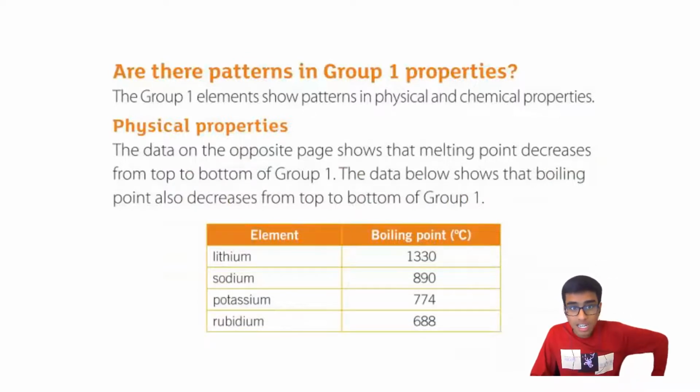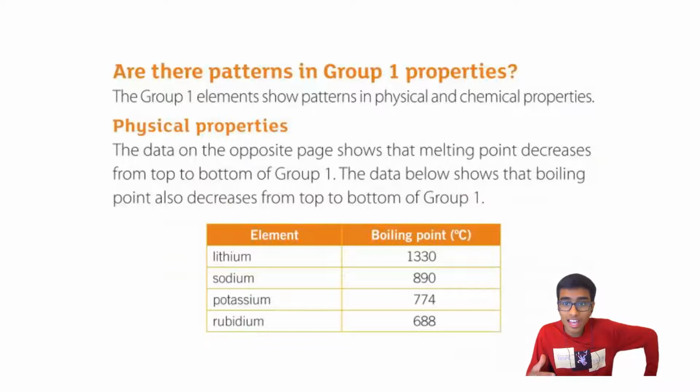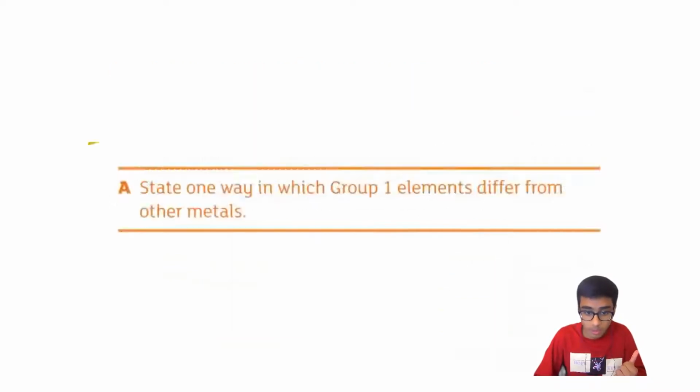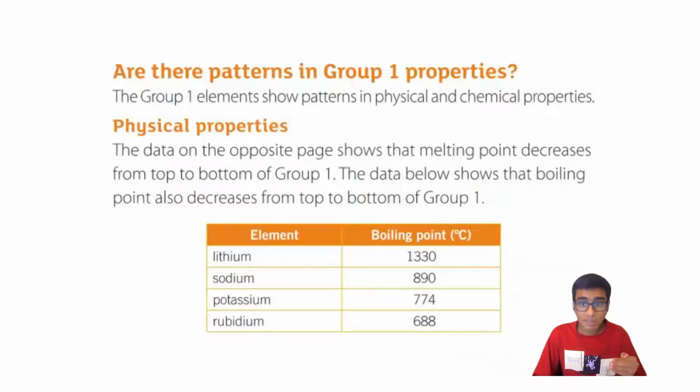The group 1 elements show patterns in physical and chemical properties. So there are two types of properties over here, physical properties and chemical properties. In the physical properties, the data on the opposite page, which is this table over here, shows that the melting point decreases from the top to the bottom of group 1.